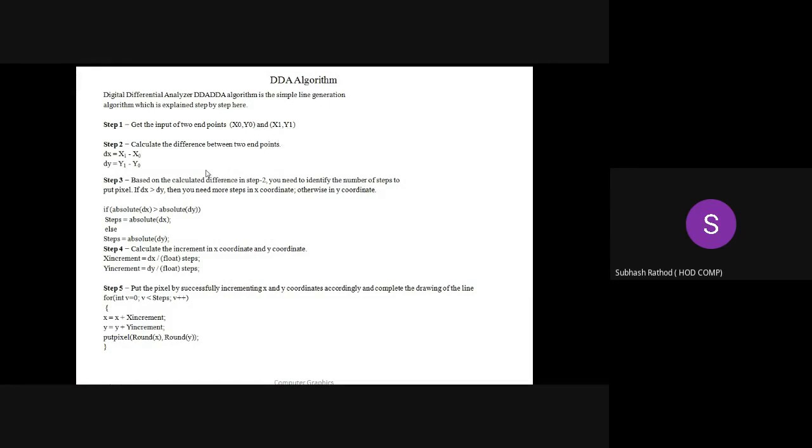What is the second step? To calculate the difference between the two endpoints. So what is the difference? dx equals x1 minus x0, dy equals y1 minus y0.